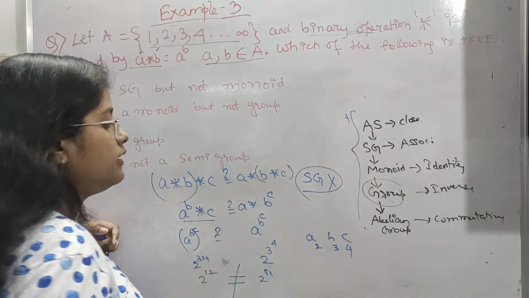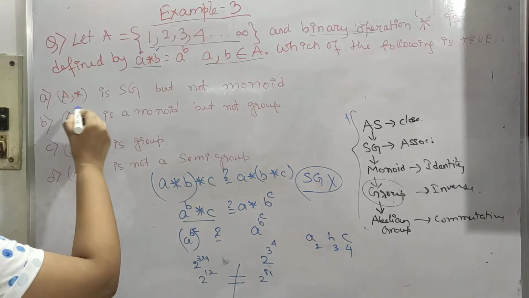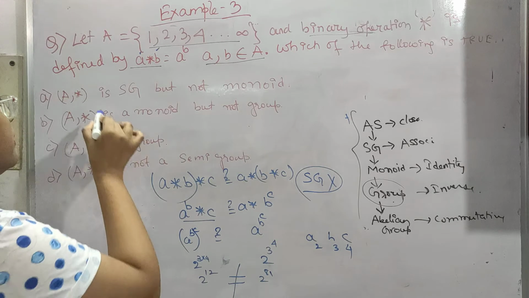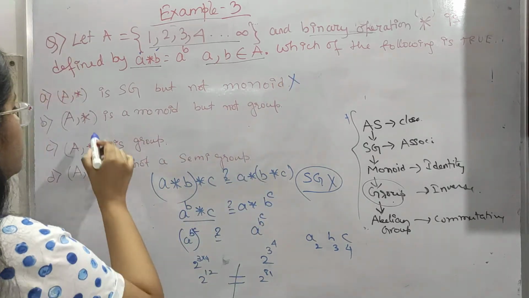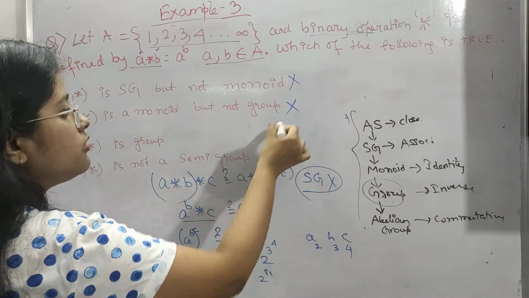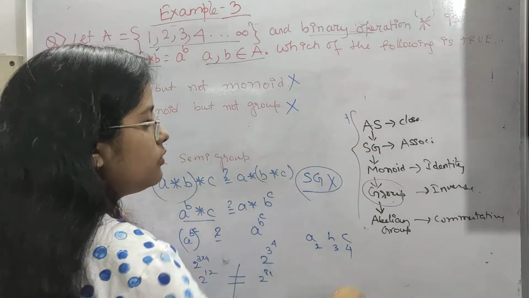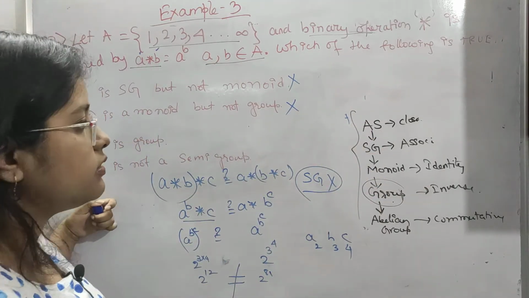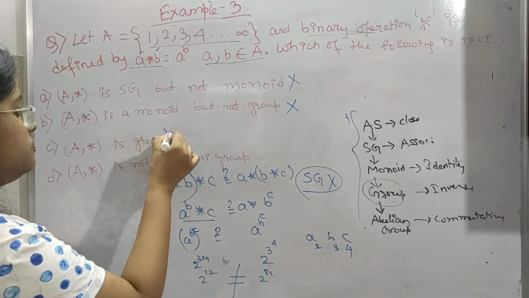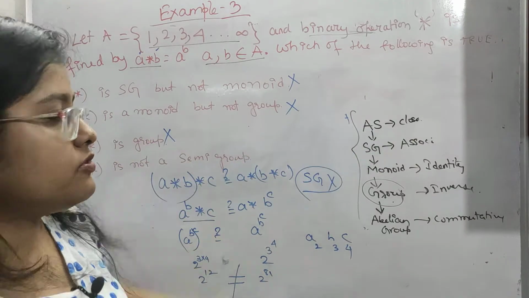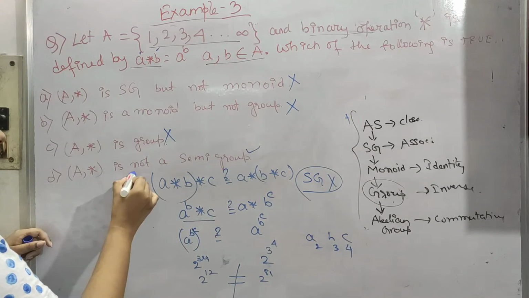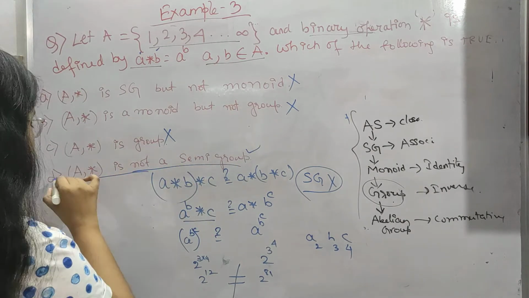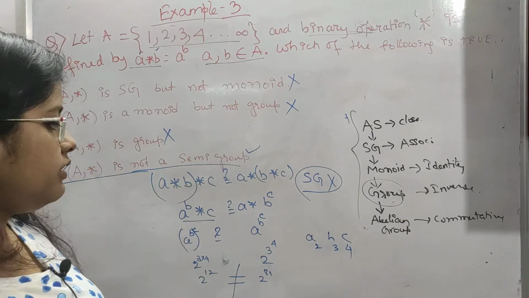So let's check the options one by one. Is it a semi group not monoid? This is false because it is not a semi group. Next, is it a monoid? Obviously false because it is not a semi group. So going down is not even an option. Is it a group? Also false. So now the only option that has to be correct is: it's not a semi group. Yes, it is not a semi group. Okay, so this actually is correct.